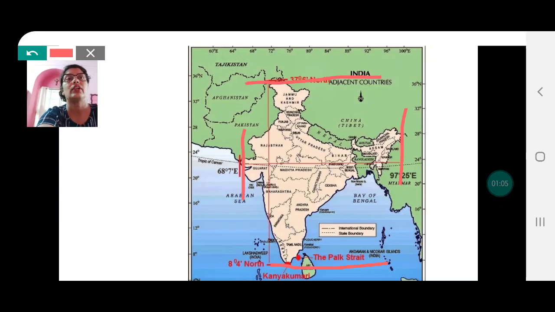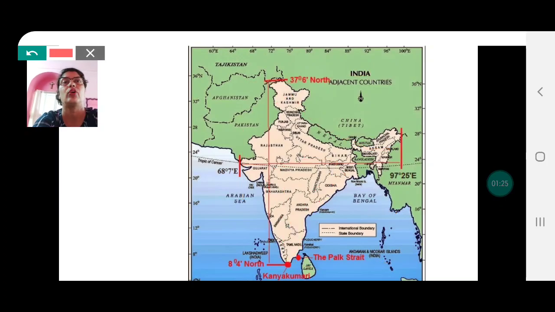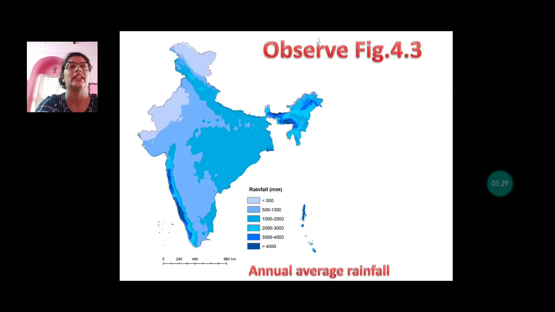Moreover, in the physiography we studied about the Himalayas, which extend here, the Bay of Bengal, the Arabian Sea, the plateau region, and the coastal plains, and the Western Ghats and the Eastern Ghats. So all these physiographic divisions play an important role in the climate of any region. So you need to open to page 26 and you have a map given there. You need to read the map and answer the questions that are given.